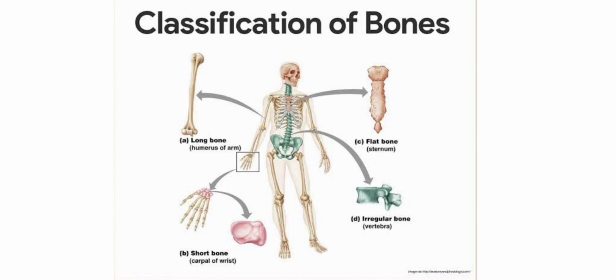Hello everyone. Today we start our lecture about classification of bones in our body. They can be classified based on their shape and function into four major classes: long bones, short bones, flat bones, and irregular bones. Let's start with the first type of bones, long bones.